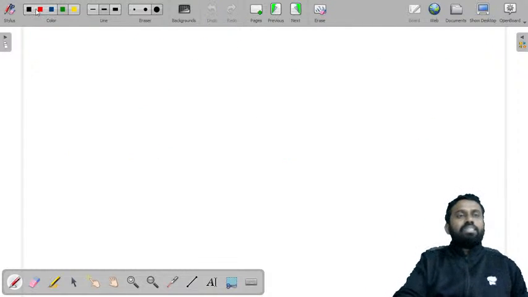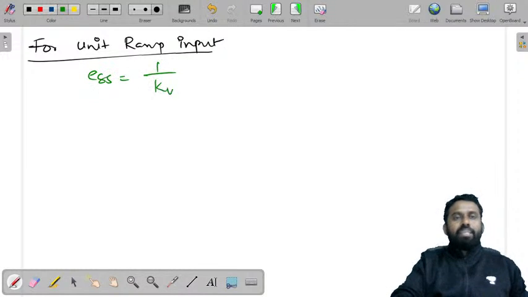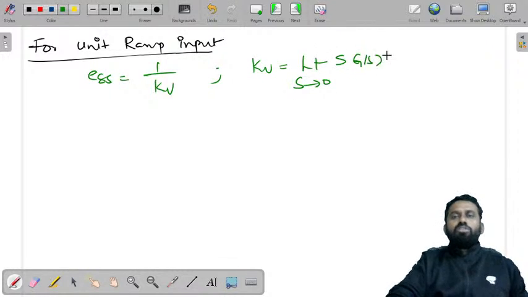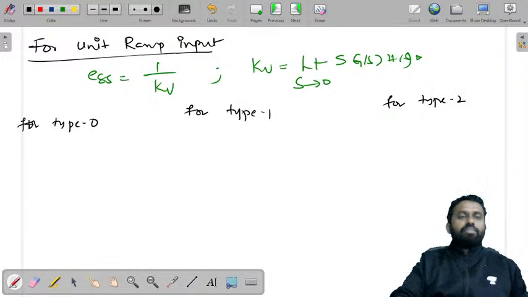Now let us consider the unit ramp input. For unit ramp input, Kv is given. We know the steady state error ESS is equal to 1 by Kv. What is Kv equal to? Limit s tends to 0 of s into G(s) into H(s). I'll just do this last one, and I want you to do the rest of the things. Let's do this for type 0, and for type 1 and type 2 also we'll do it here. I'll do all the things in one place. So let's find Kv first.